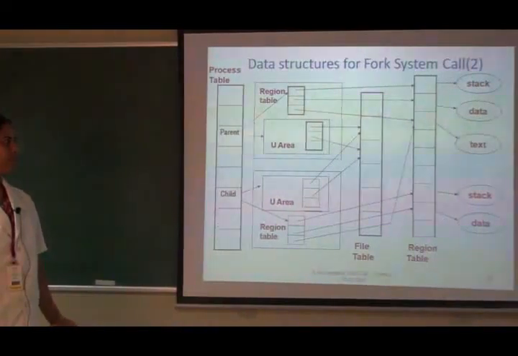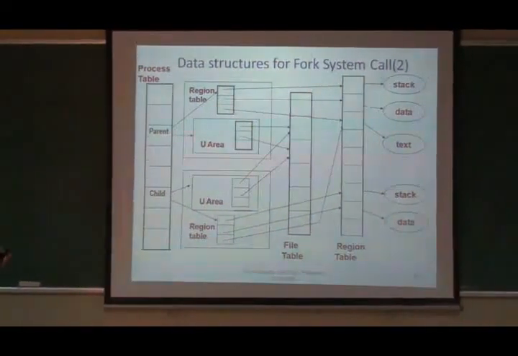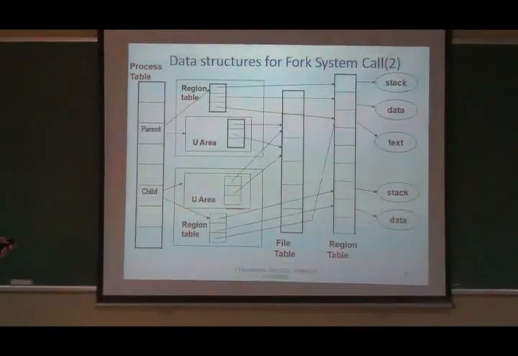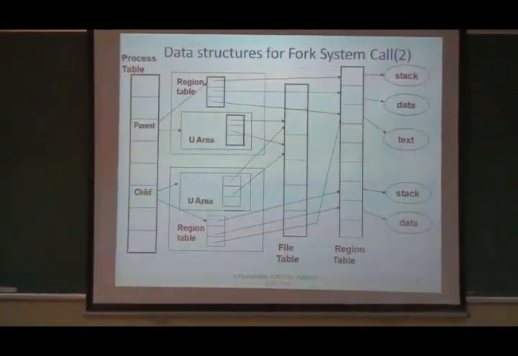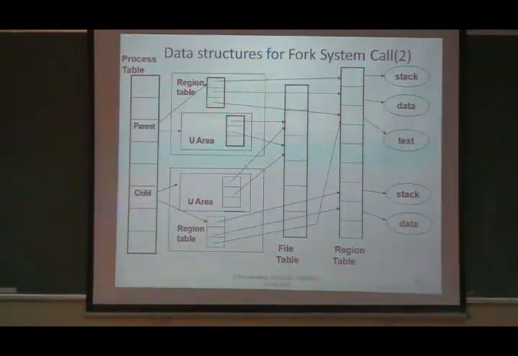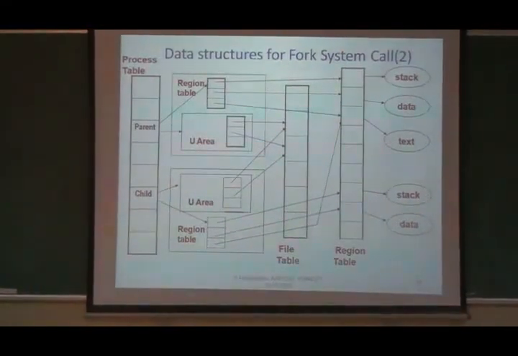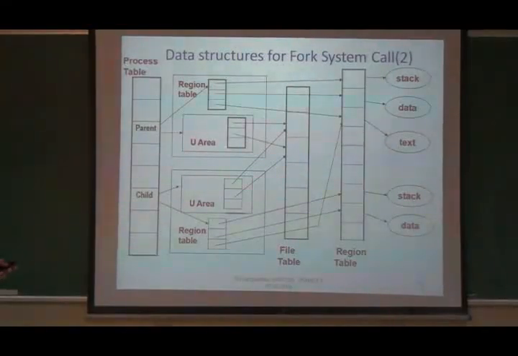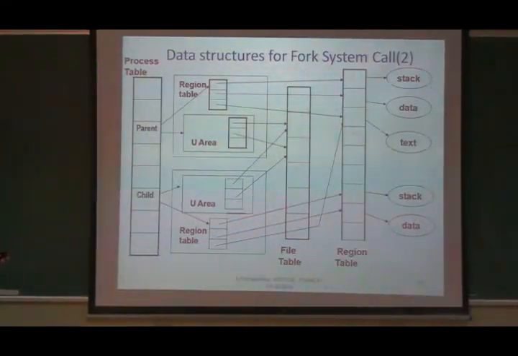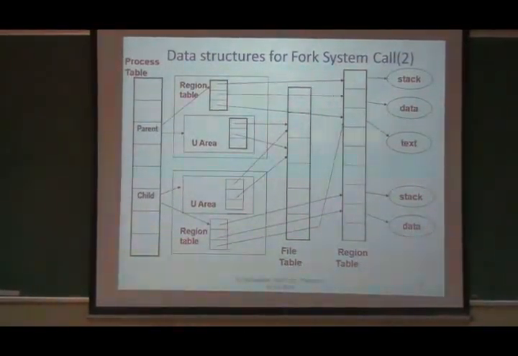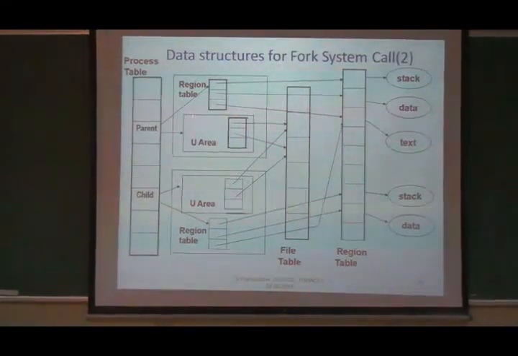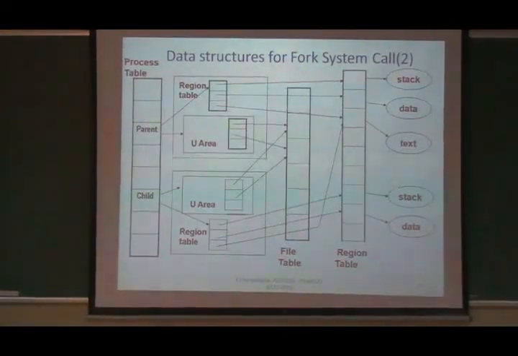The data structures for the system call. The process table is here. One entry is created for the parent. When the parent is creating a child process, another entry is created, that is the child. The parent is pointing to the region table. This rectangle is for only the parent process. Here we have a region table and U area, and another rectangle, this is for the child process. Here we have a U area and per process region table. So each process has its own region table and its own U area.